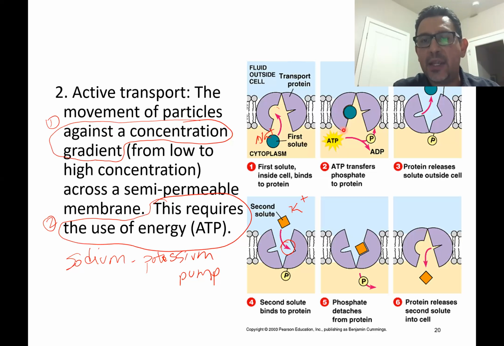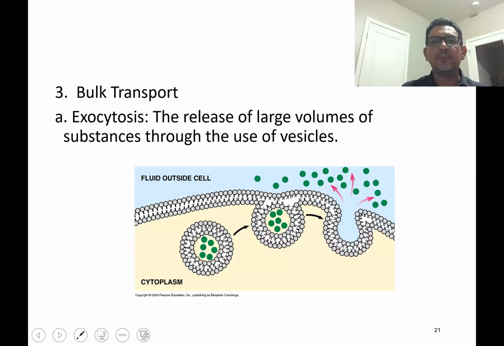And the condition of energy was fulfilled when ATP was used to change the shape of this transport protein to allow it to do the work. So that's active transport. And sometimes cells need to do that, like in the case of nerve cells. And the last category for membrane transport is going to be known as bulk transport.